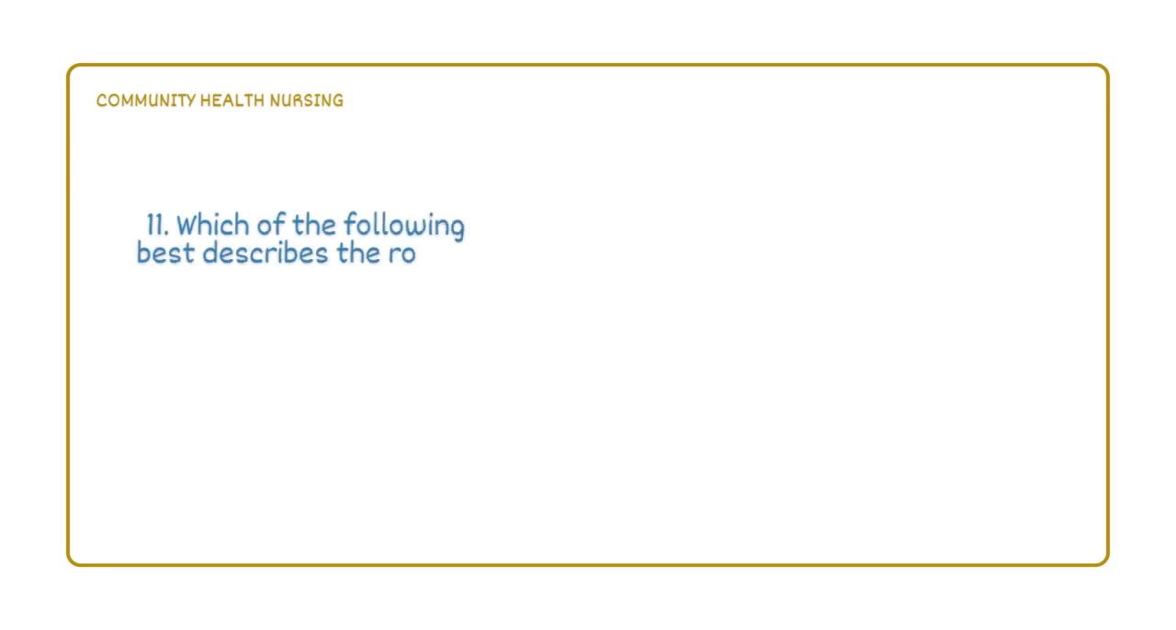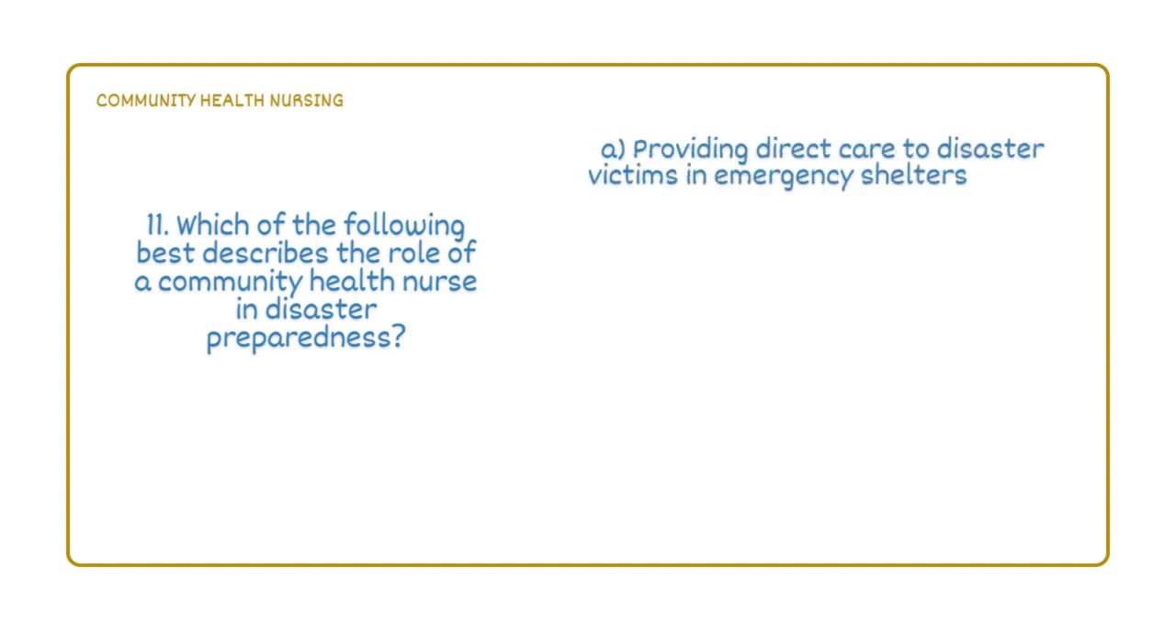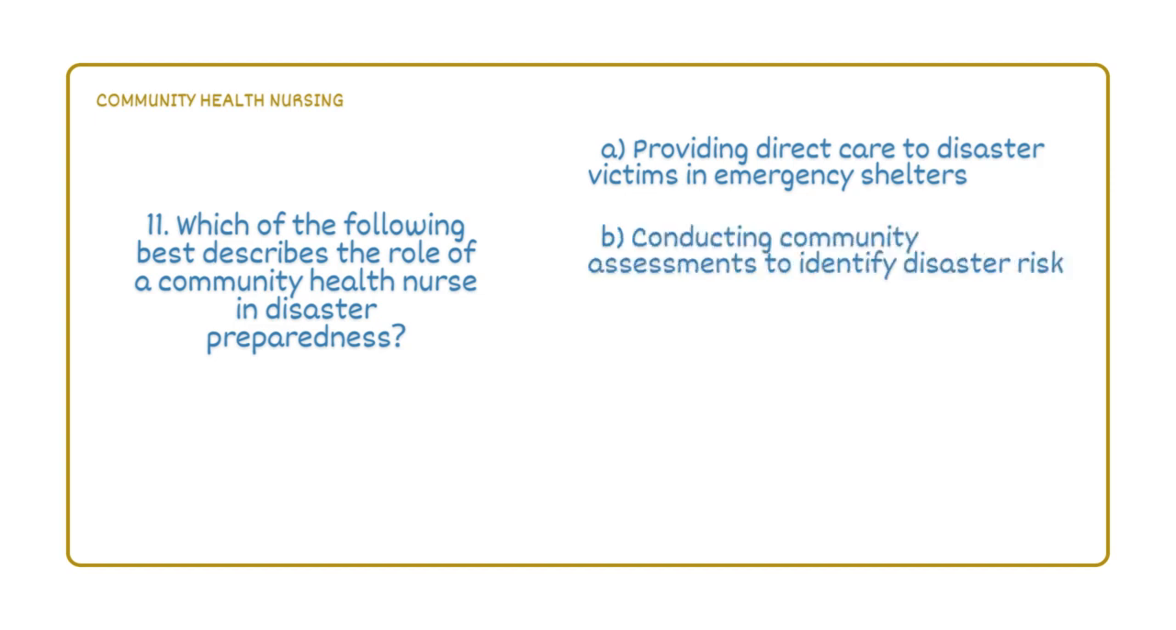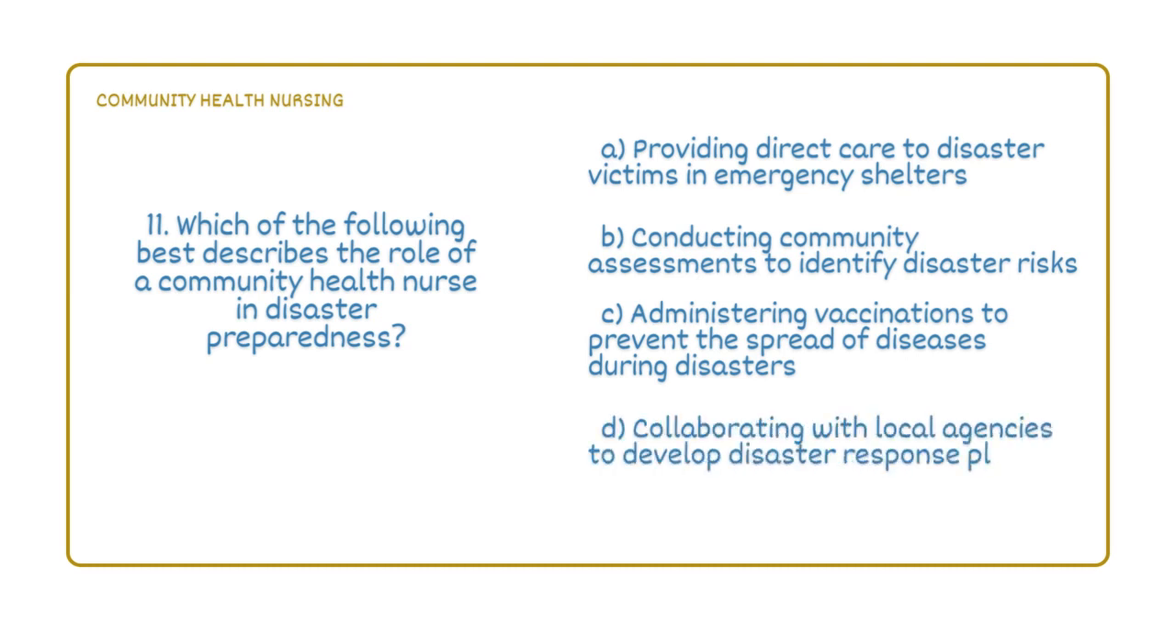11. Which of the following best describes the role of a community health nurse in disaster preparedness? A. Providing direct care to disaster victims in emergency shelters. B. Conducting community assessments to identify disaster risks. C. Administering vaccinations to prevent the spread of diseases during disasters. D. Collaborating with local agencies to develop disaster response plans.